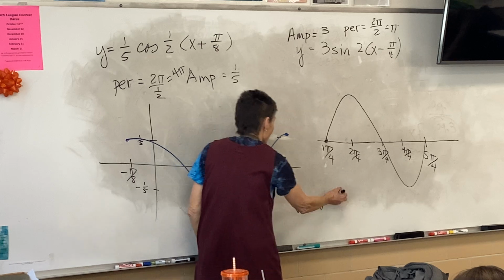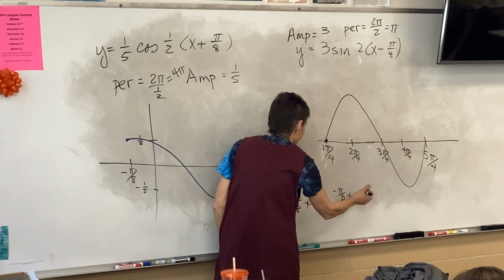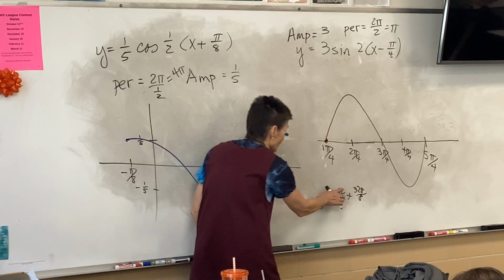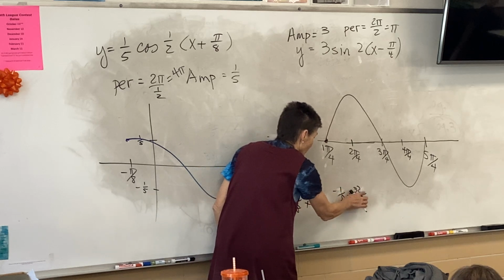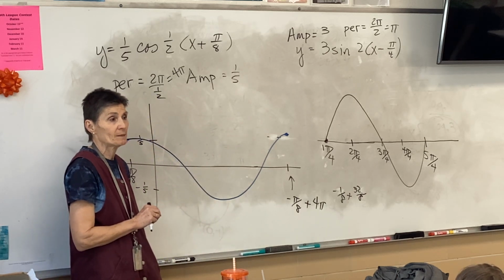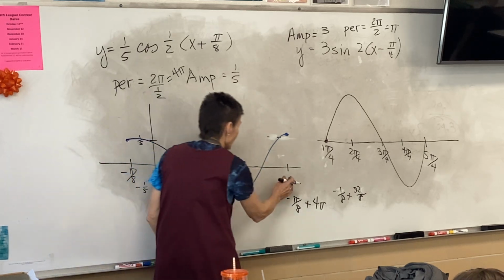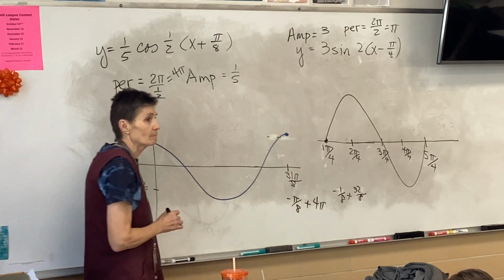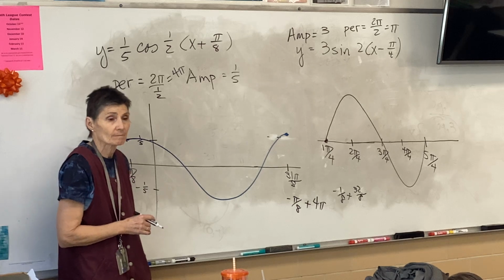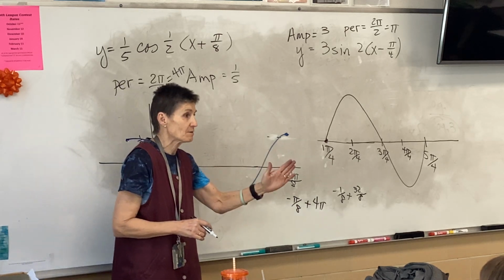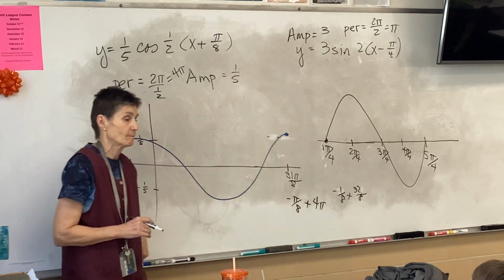Well, this is the same as negative pi over 8 plus 32 eighths. If you want to drop the pi's when you do the math, that's okay. Just remember to put them back in. Negative 1/8 and 32 eighths would be 31 eighths. So this label right here is 31 pi over 8. That's where it ends. It ends 32 eighths after it starts.